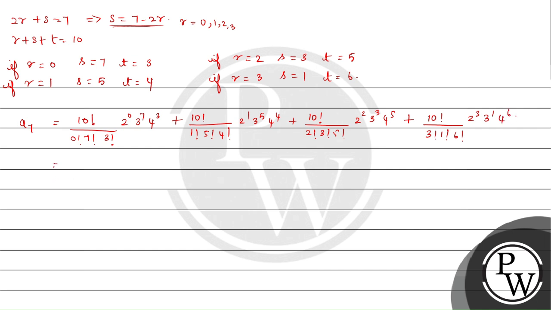So if we simplify this, we will have 10 factorial divided by 7 factorial, 3 factorial, 2^0 is 1, so 3^7, 4^3, plus 10 factorial divided by 5 factorial, 4 factorial, 2^1 is 2, 3^5 into 4^4, plus 10 factorial divided by 2 factorial, 3 factorial, 5 factorial, 2², 3³, 4^5, plus 10 factorial, 3 factorial, 6 factorial, 2³, 3^1, 4^6.